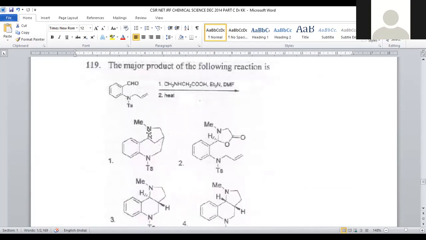Let us move on to question number 119. The major product of the following reaction. We are taking a benzene ring, and a tosyl group is there, and on this we have CH2, CH2, CH double bond CH2, called allyl. An allyl group is present on the nitrogen, and in the ortho position there is an aldehyde. So you can say an anthranilaldehyde compound with the allylic position, and tosyl is the protecting group for amines, and it will be added with CH3, NH, CH2, COOH.